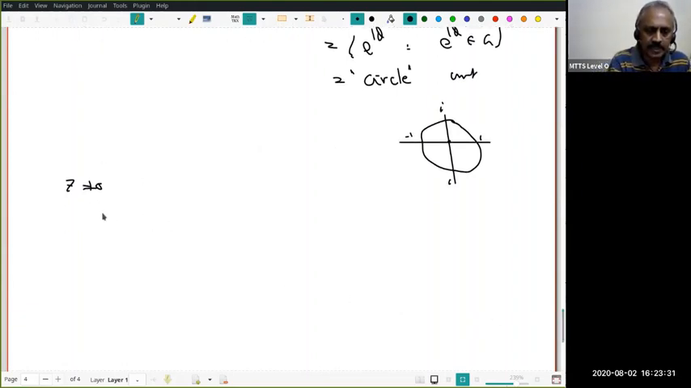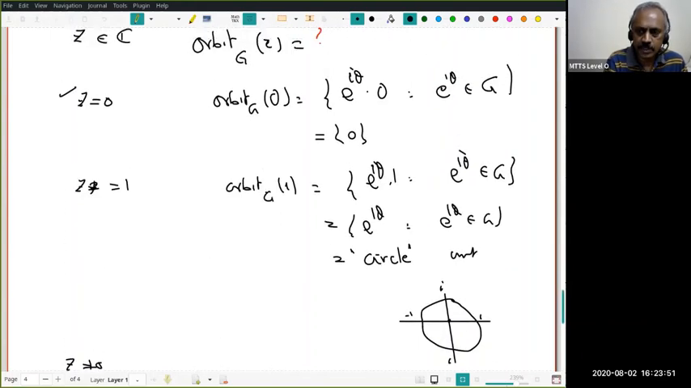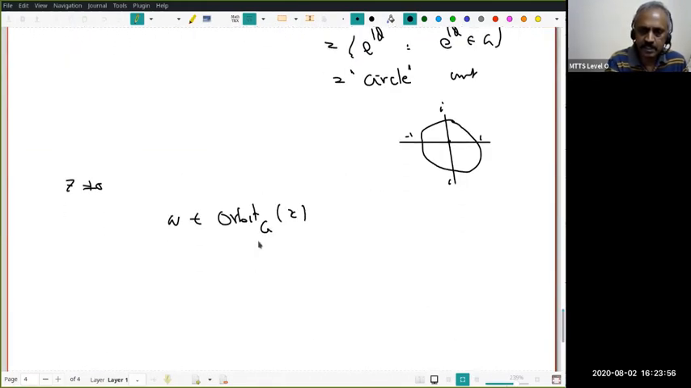Now this orbit, let us look at that. Suppose w belongs to the orbit. So I have to find all such w, right? So let us try to work backwards. Suppose w belongs to the orbit. What does it mean? Let us go to the definition of orbit. It must be of the form g dot x. x is here z. What is g? Any e^{iθ}. Therefore, w must be of the form e^{iθ} times z, for some real number θ.